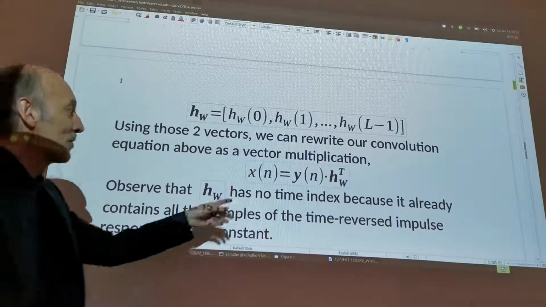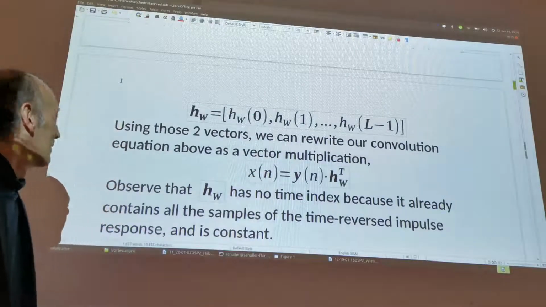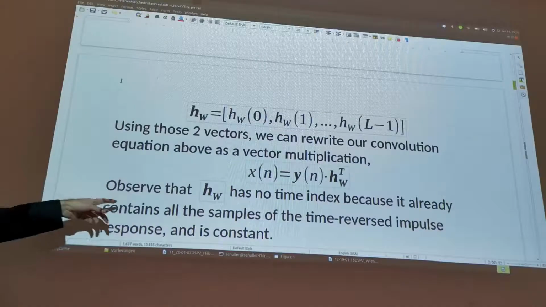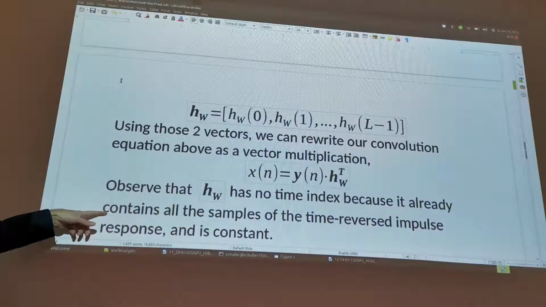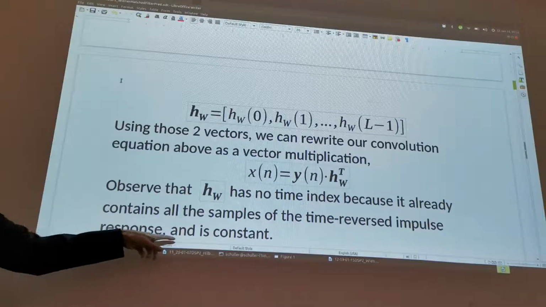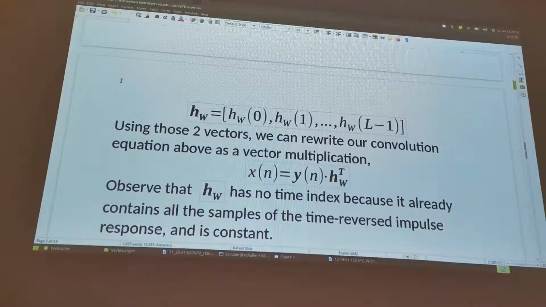At this point, this is just a wish. It should be x of n. So this h_W has no time index because it already contains all the samples of the time reversed impulse response and is constant over time. And we want to have fixed coefficients for our signal.